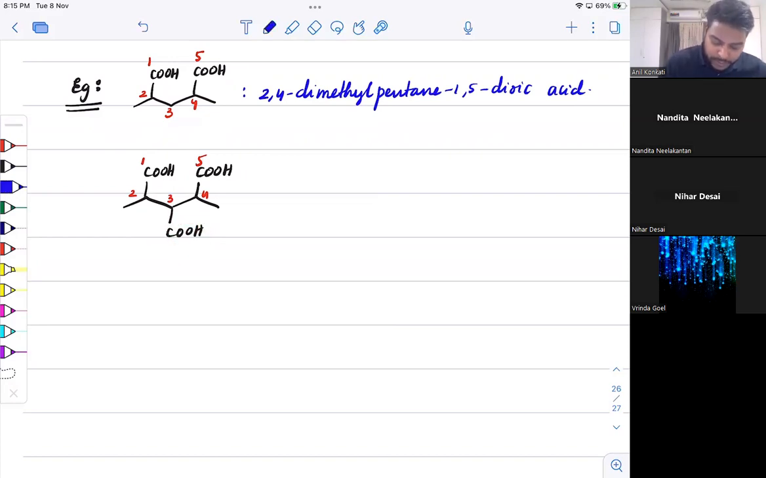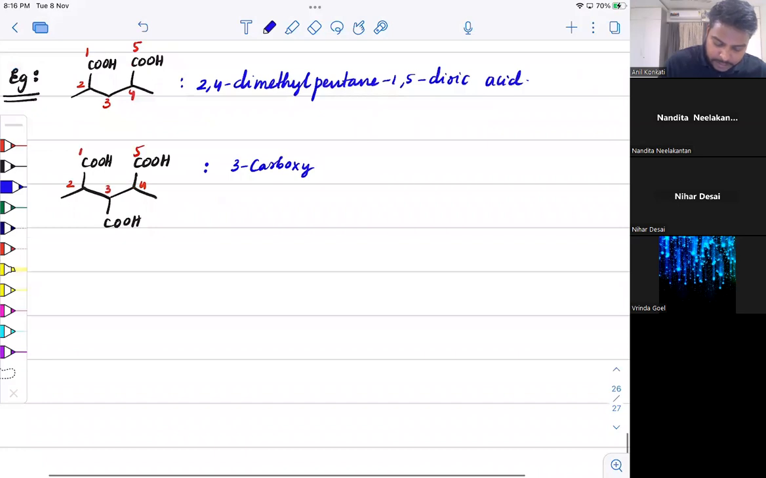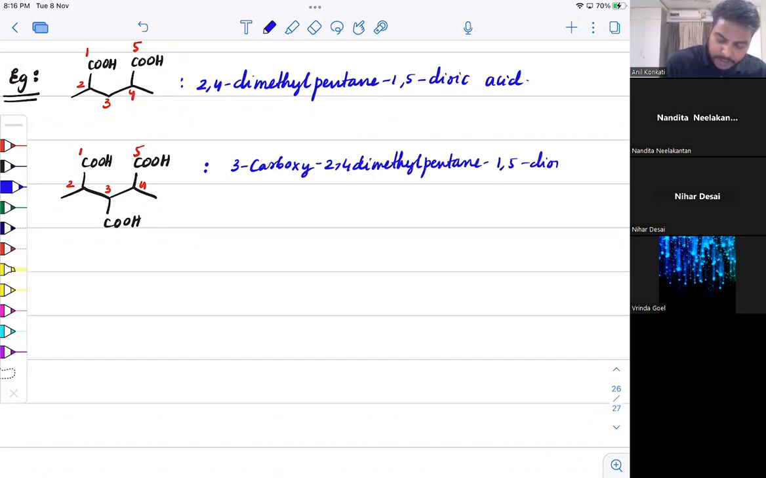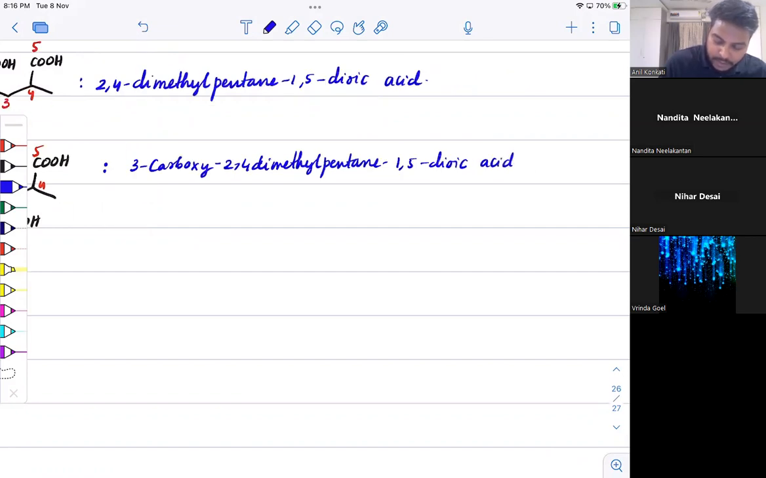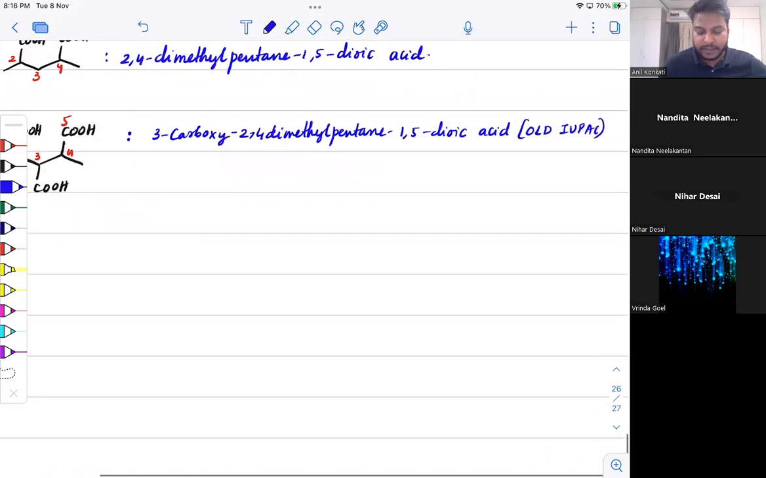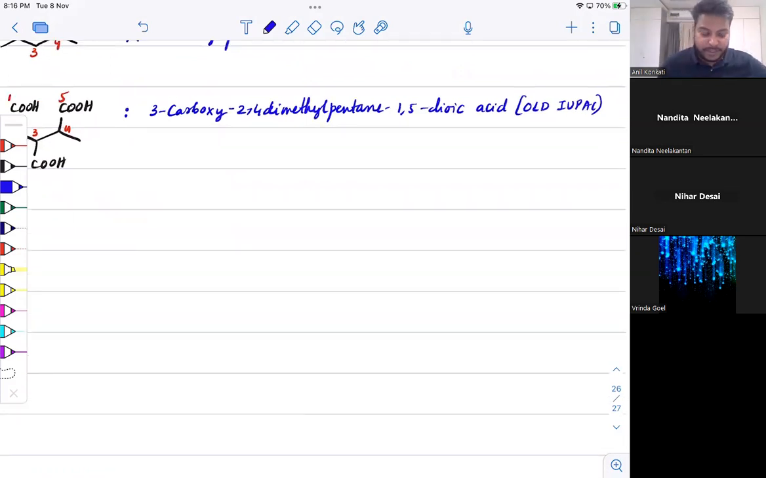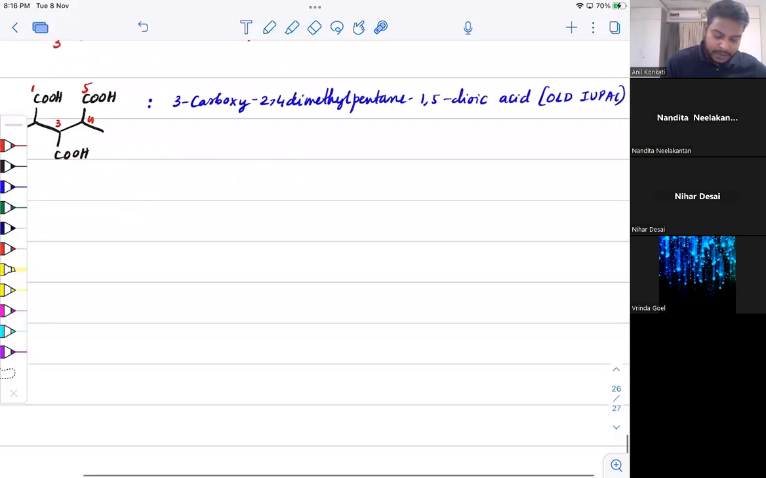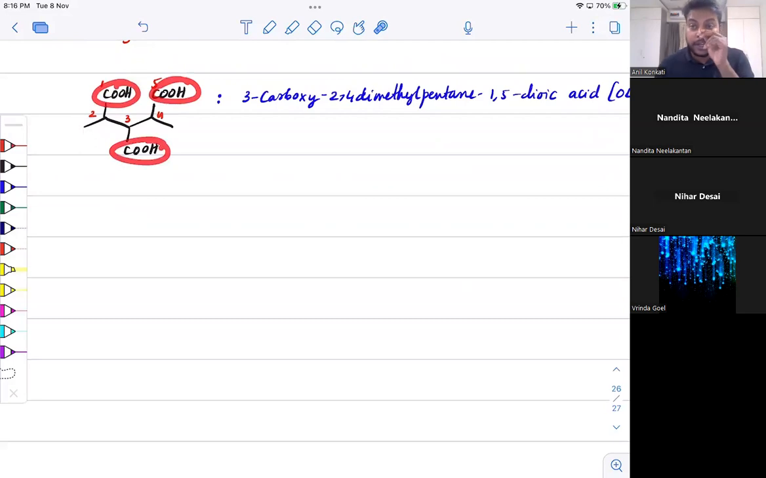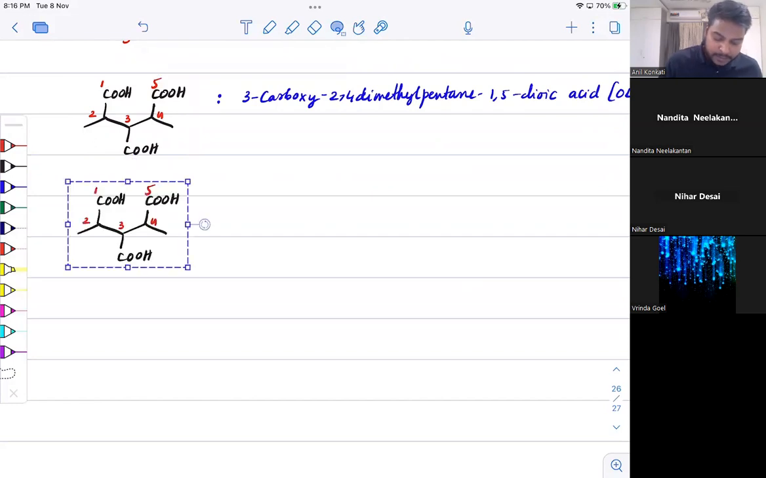Now the old IUPAC used to read it like this: 3-carboxy, and the rest of the name is the same: 2,4-dimethylpentane-1,5-dioic acid. This was as per the old IUPAC. The IUPAC rules were revised in 2007. Before that, they used this. But after 2007, they changed it so that if all the similar functional groups are not getting priority, then give the alkane as the main chain.